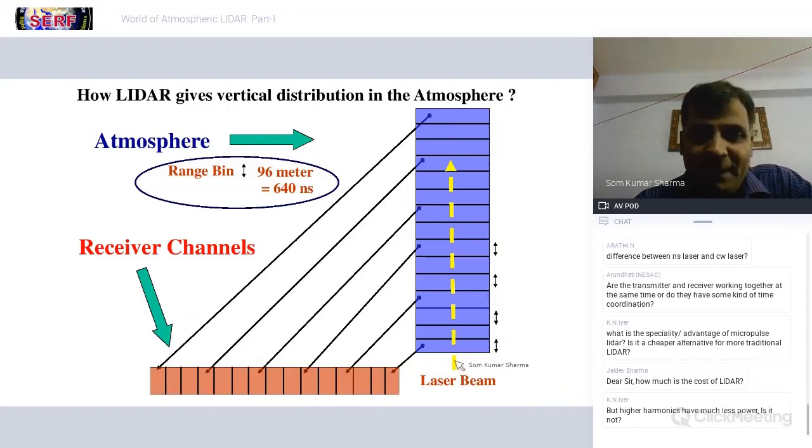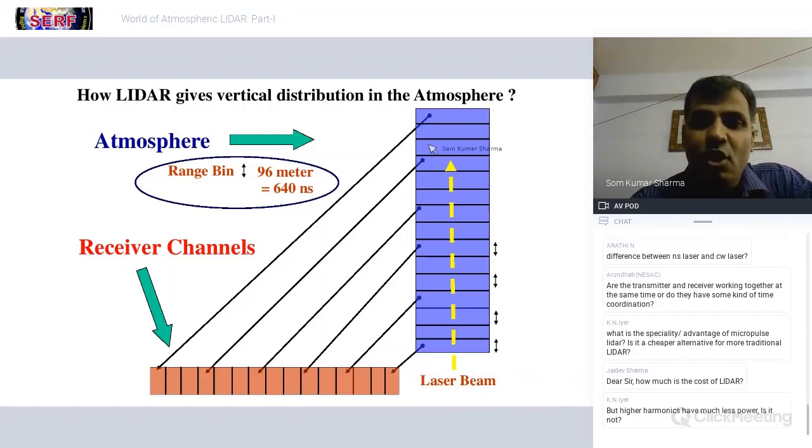So when the laser pulse is transmitted into the atmosphere, when the first pulse goes into the first range bin, whatever signal comes is kept only in the first bucket. Please remember, when the pulse goes into the second bin, whatever signal comes is kept in the second bucket. Similarly, when it reaches the fourth range bin, the signal is kept in the fourth bucket, and so on and so forth. This process is repeated for several pulses.